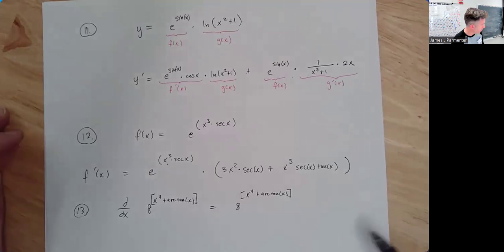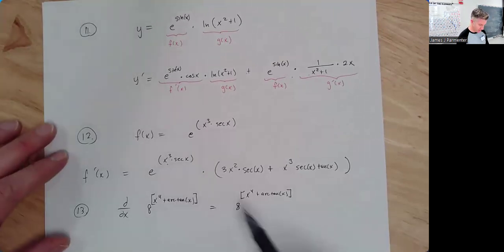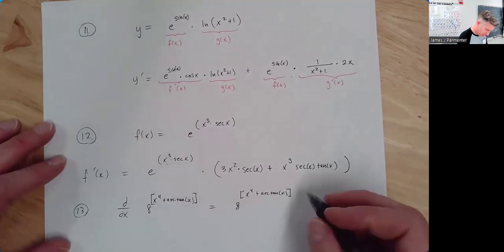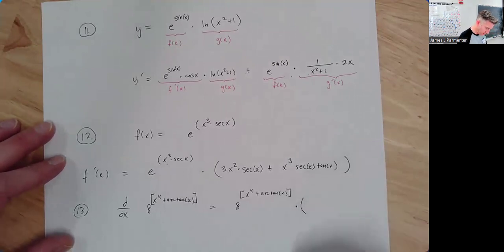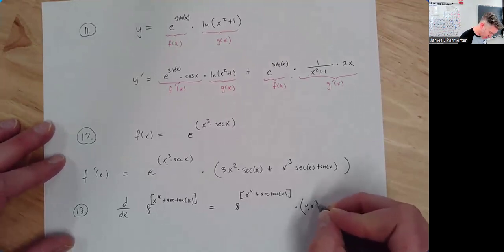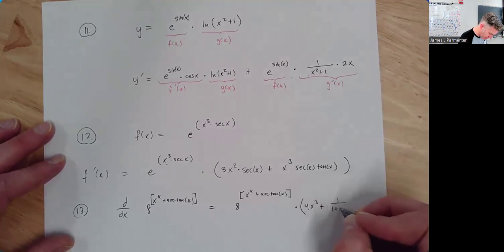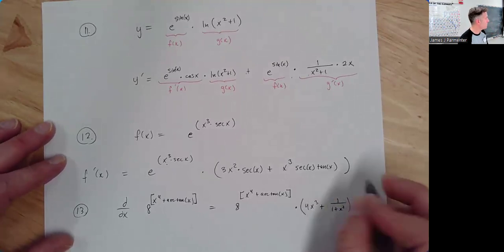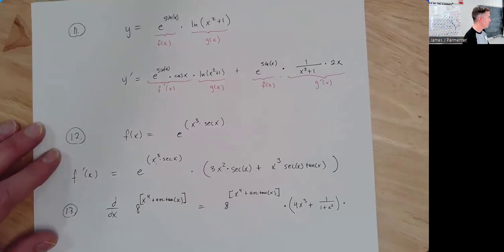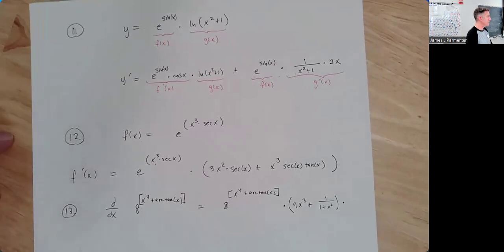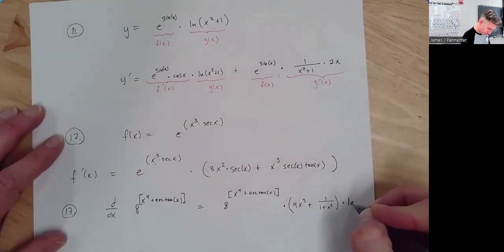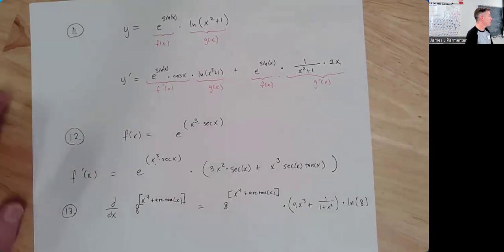Sorry, we didn't finish this one though. The derivative of 8 to the stuff is going to be 8 to the stuff times the derivative of the stuff, which is 4x cubed plus the derivative of arctangent, which is 1 over 1 plus x squared. And what else do I need to multiply by, since my base wasn't e? Natural log of my base.